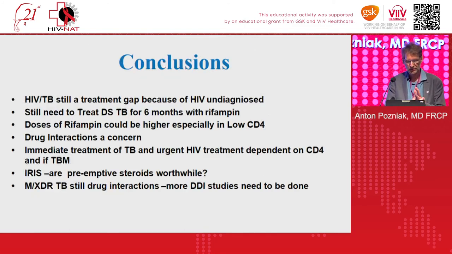So, in conclusion, there's still a big treatment gap because of the undiagnosed patients, as Frank showed, but when you do diagnose them, we still have to treat drug-sensitive TB for 6 months, and we have to include rifampicin. The dose of rifampicin could be higher, especially in low CD4, and we've got data to suggest it improves mortality. Drug interactions are a major concern, and you really have to be careful. There are lots of good websites like the Liverpool website to look these things up.